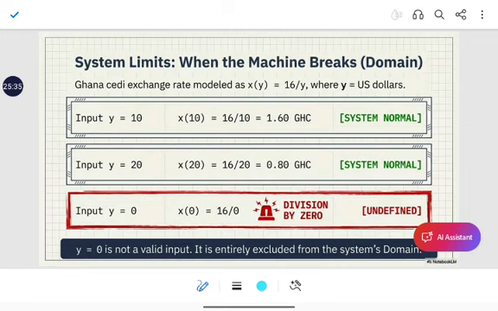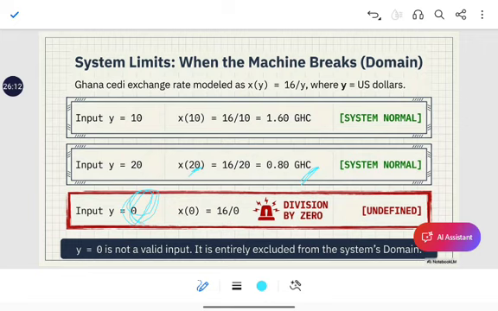Okay. Now when we come to y equals 20, we put 20 into the equation. When we evaluate, we have 0.80 cedis. Okay, good. Now what if we don't have any dollar? The dollar is 0. Do we still have a function? x of 0 is equal to 16 divided by 0.